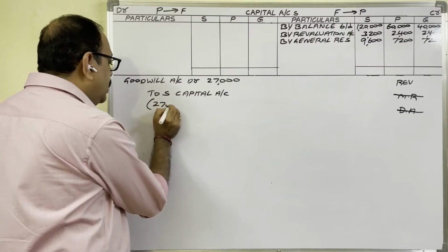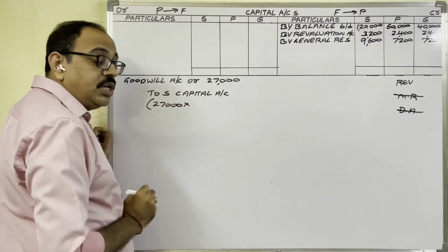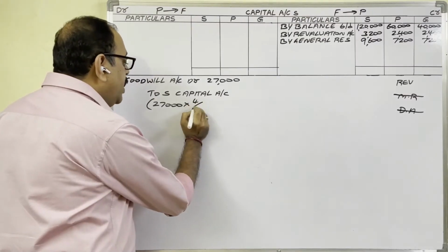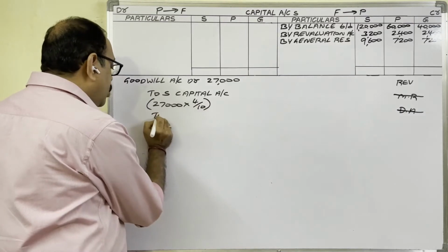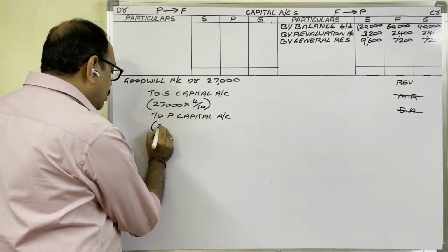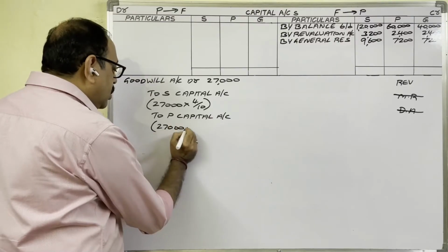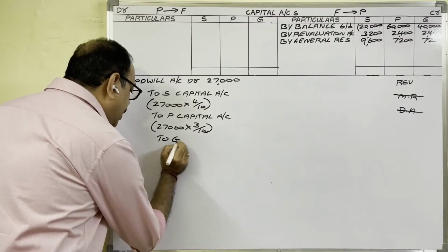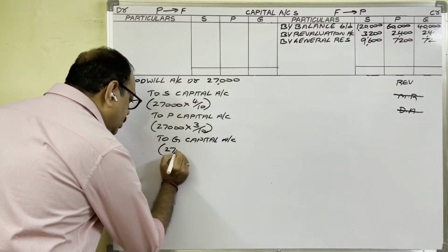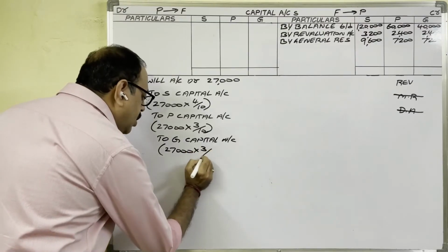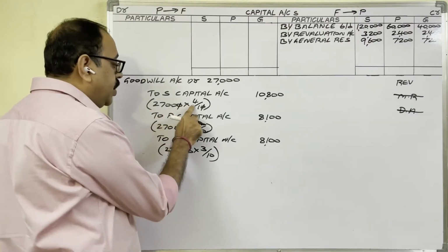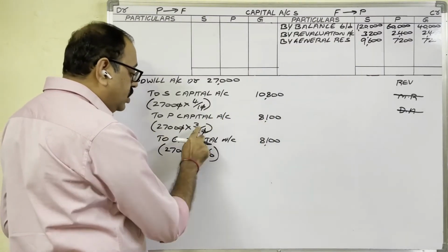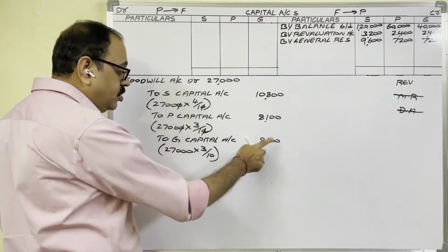Goodwill amount 27,000 rupees. In which ratio should we transfer? Old ratio 4:3:3. 4/10 to P capital account: 27,000 rupees into P's share. 3/10 to G capital account: 27,000 into 3/10, 2,700 into 4, 10,800. 2,700 into 3, 8,100. Here also same.